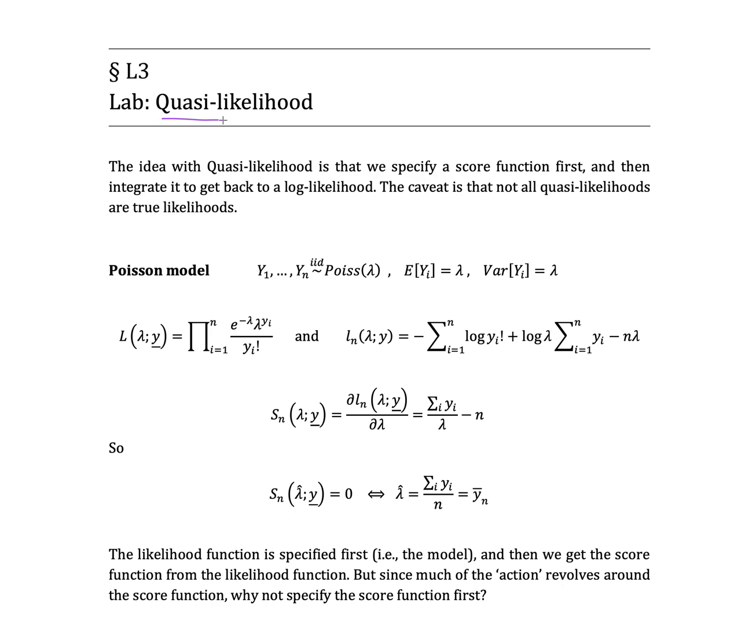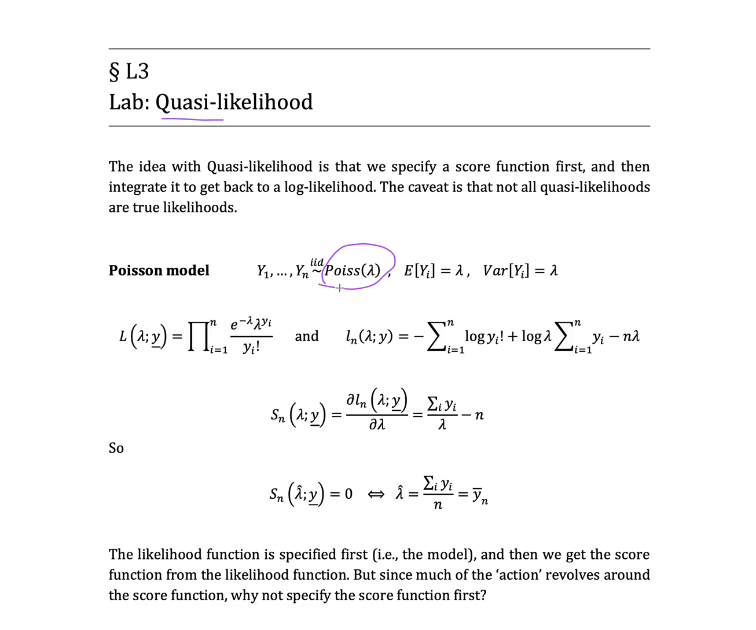So the basic idea is this. We tend to think of ourselves as modeling and first generating a model. Here the y's are IID Poisson lambda, and from that model we can construct a likelihood, take the log, take the derivative, and get a score function. And then we use that score function to get the maximum likelihood estimator, among other things.